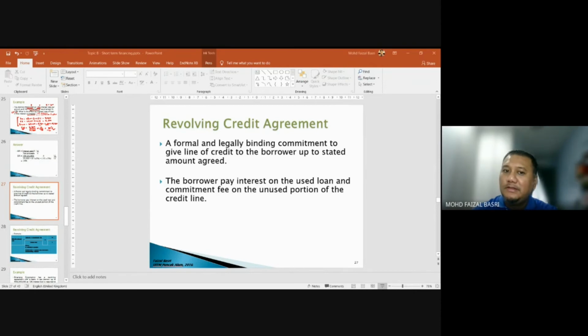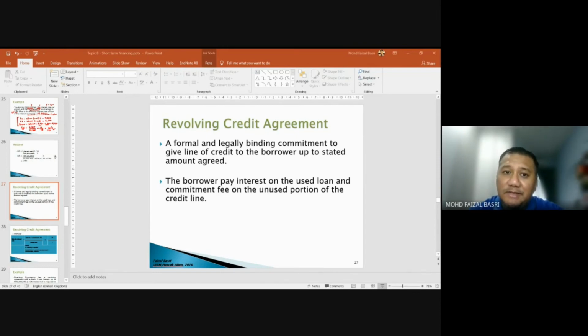Generally, the look is still the same. We have interest, but we have to add the commitment fee. So the interest formula is the same, PRT, but we have to add the commitment fee. Remember, the commitment fee is based on unused only. If the commitment fee is 1%, for example, it is 1% on the unused amount, not the principal.